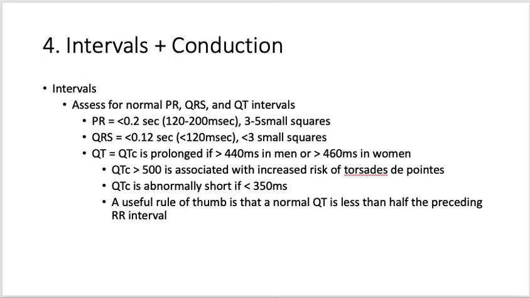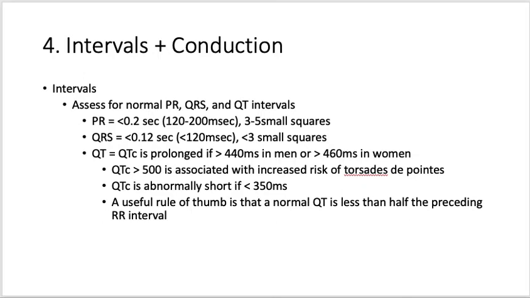And therefore, if this QTc is prolonged, so greater than 440 in men or 460 in women, that can be pathological. If it is over 500, there is an increased risk of torsades de pointes, which can be very, very deadly. And it can be seen as abnormally short if it's less than 350.